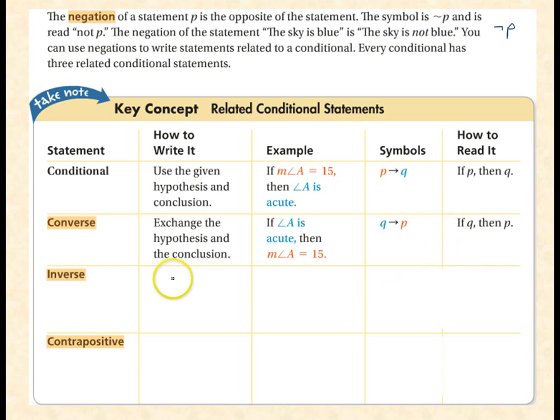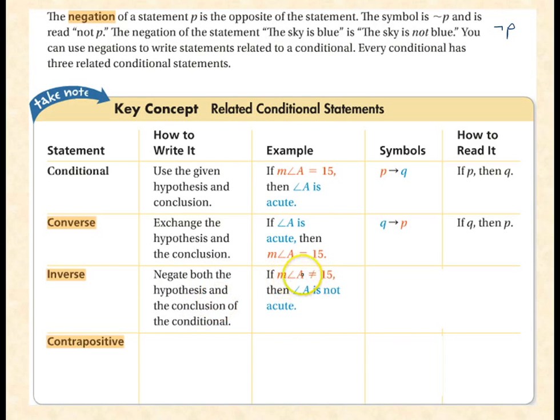The inverse of the statement is where you negate both the hypothesis and the conclusion. So if the measure of angle A does not equal 15 degrees, then angle A is not acute. We would say not P implies not Q, or if not P, then not Q.